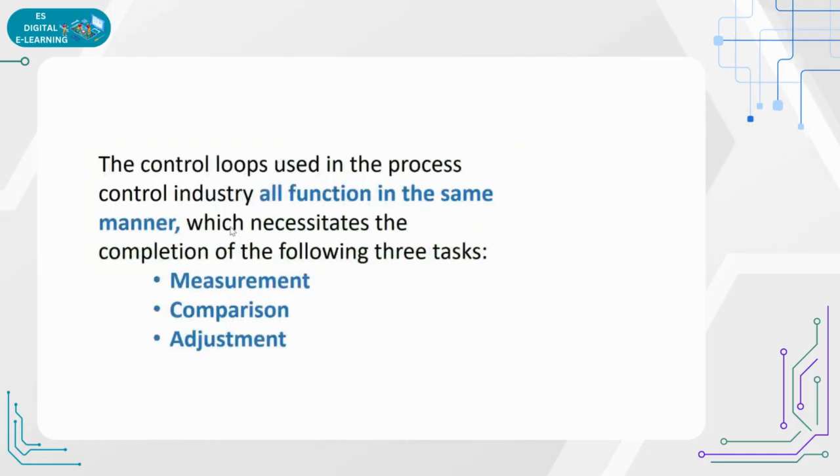You can write down: control loop used in the process to control industry, so that all functions work in the same manner. What are those functions? There are three activities that can be done: measurement, comparison, and adjustment. So measurement, comparison, adjustment.